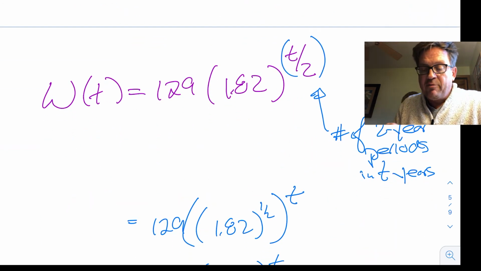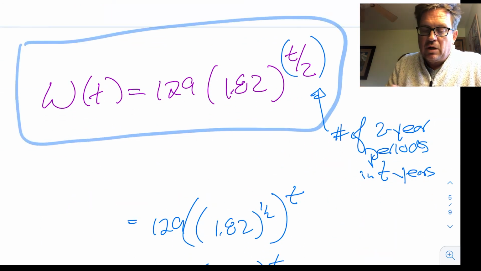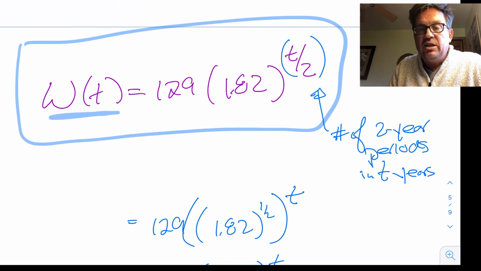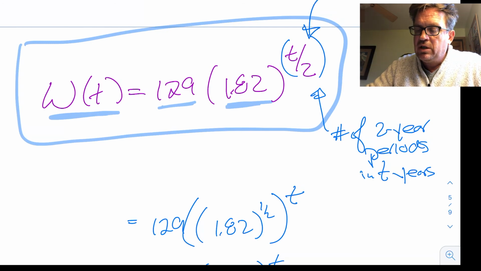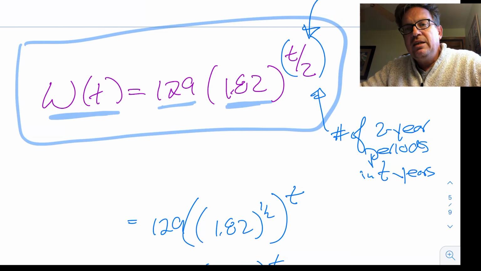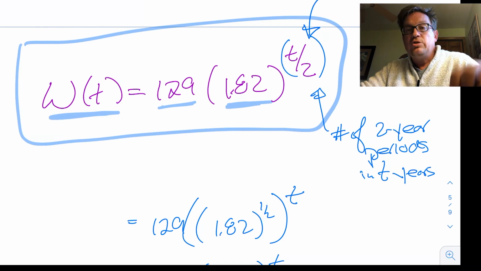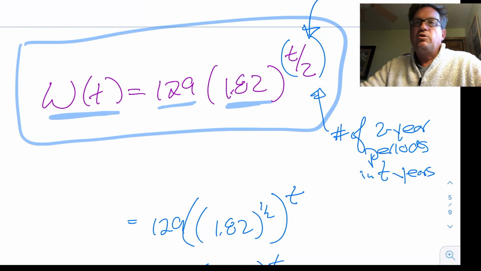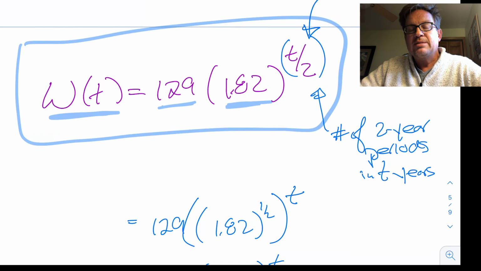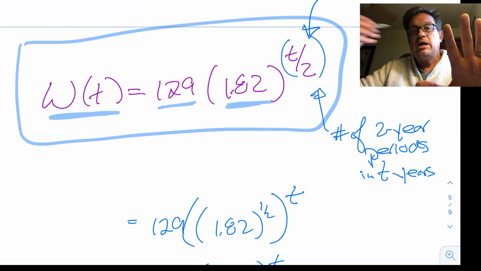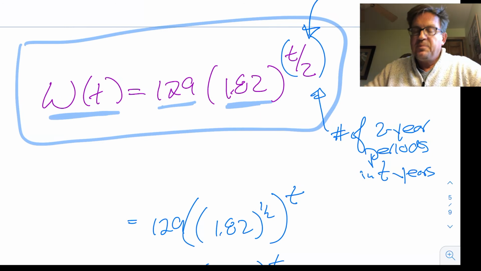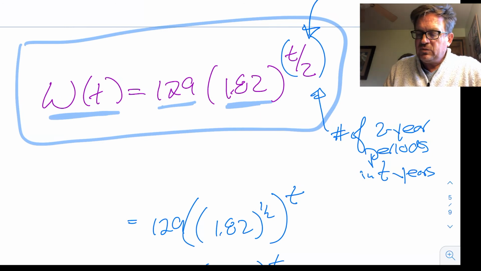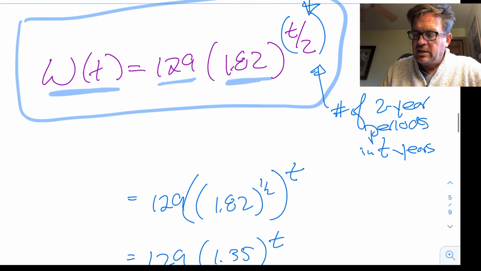And so you can set up a formula for this. The number of wolves after t years is the initial amount times the growth factor. And why do we have t over 2 here? In t years, there's going to be t over 2 2-year periods. So for instance, in 10 years, you want this exponent to be 5, because they've multiplied by 1.82 5 times, once every 2-year period.